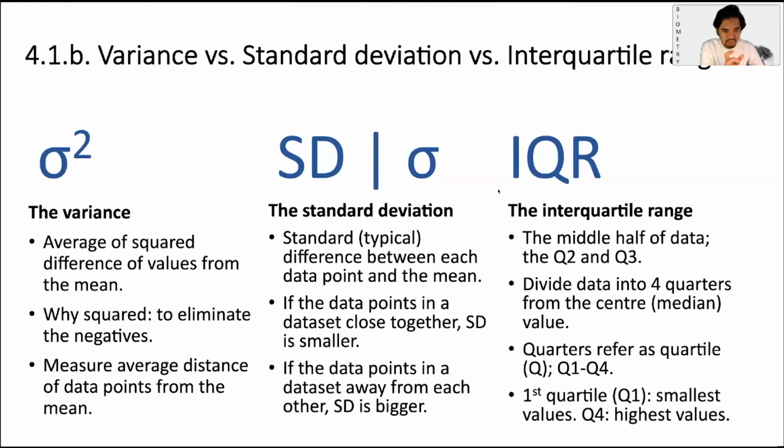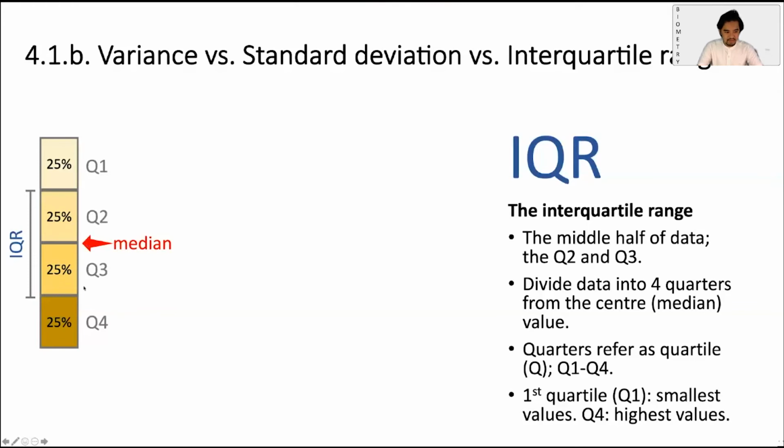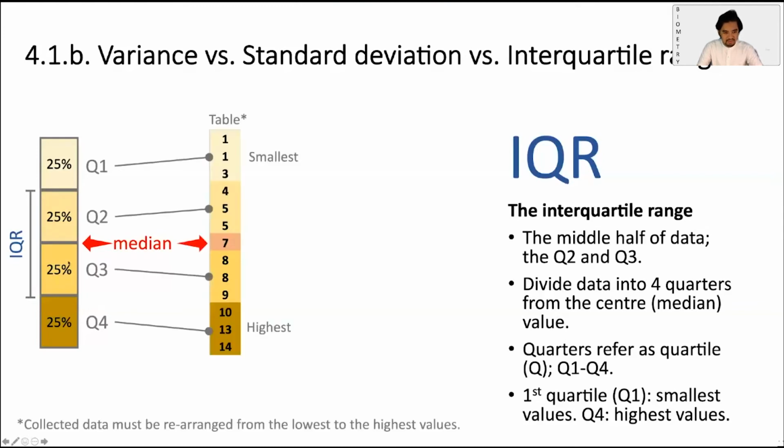You have to arrange your data from the smallest to the largest value. So the first quarter belongs to the smallest numbers, and the fourth quarter is the largest values in your data. For example, you divide your data from Q1 into Q4, and then you have your median here. Your interquartile range falls from the first quarter to the third quarter. All right, so if we have a list of your data, in this instance you divided them into 4.